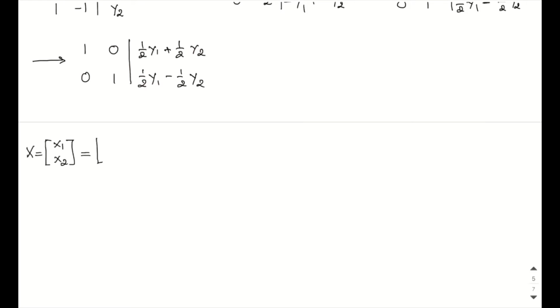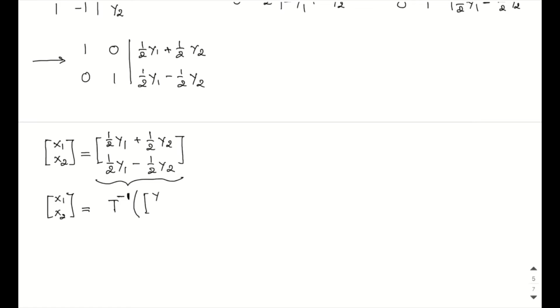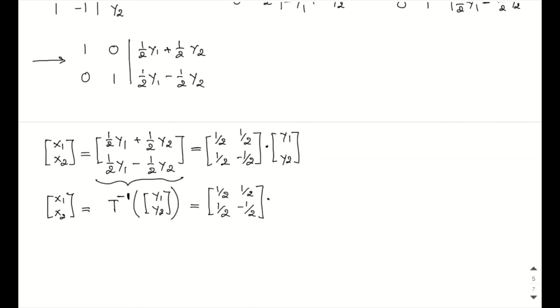And that is going to be equal to 1/2 y1 plus 1/2 y2. The second entry will be 1/2 y1 minus 1/2 y2. So that's the inverse transformation on the y vector. And if you wish to see it clearly in matrix form, this is actually the matrix with rows 1/2, 1/2 and 1/2, negative 1/2, multiplied with the column vector y1 and y2. So this inverse transformation is in fact just the same as multiplying this matrix with the vector y whose inverse image you wish to find.